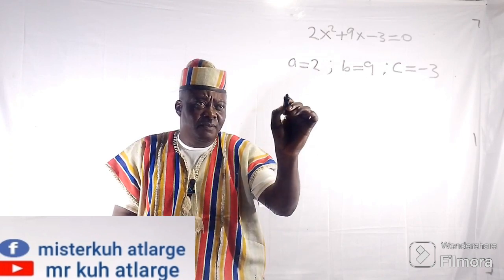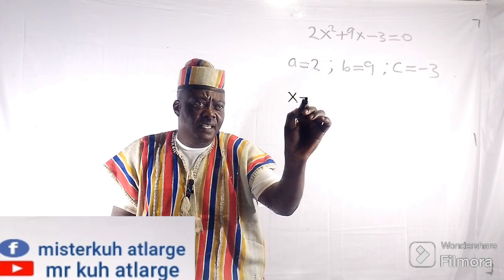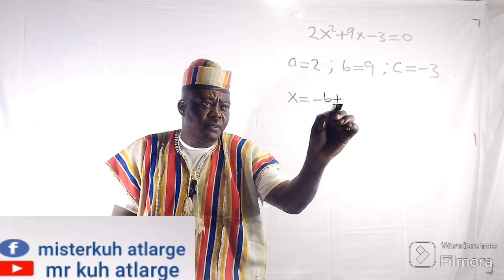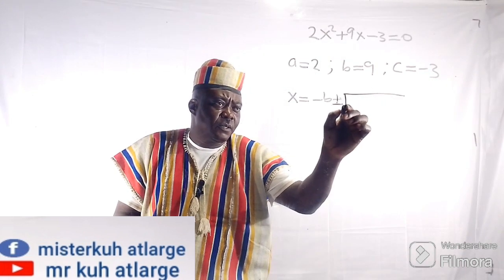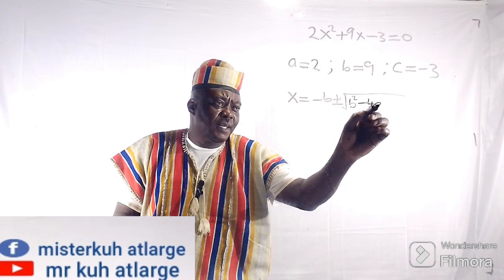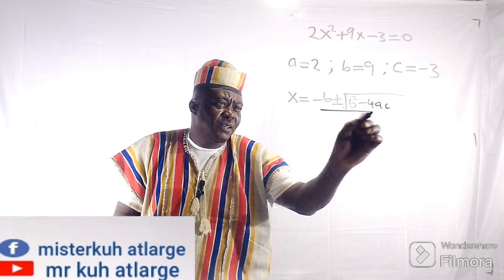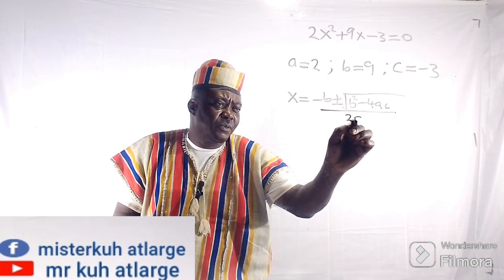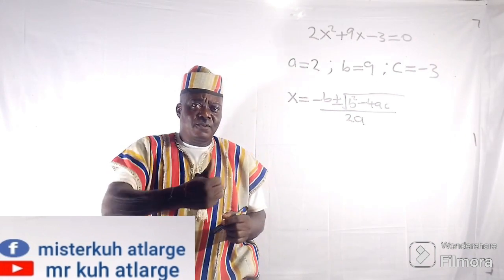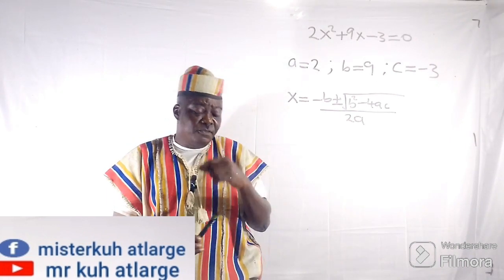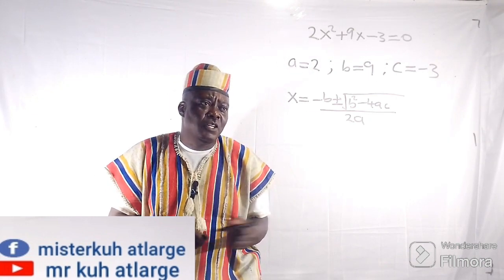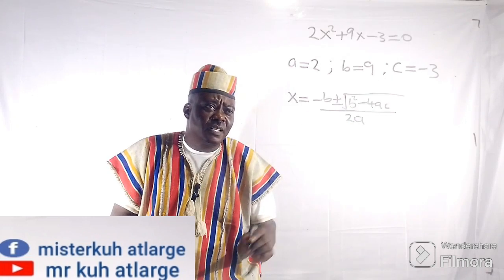What is the formula? The formula is x equals minus b plus or minus square root of b squared minus 4ac all over 2a. If today is the first time of watching my video, please go back to my previous video. I have shown you how to derive this formula. So you now input these values.